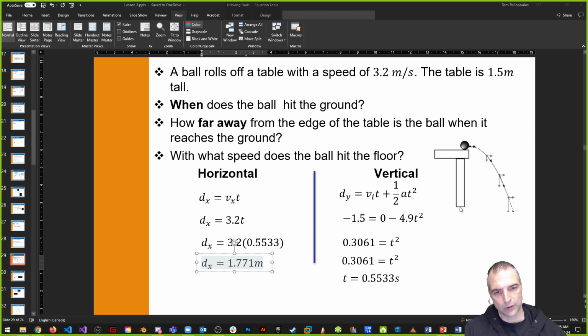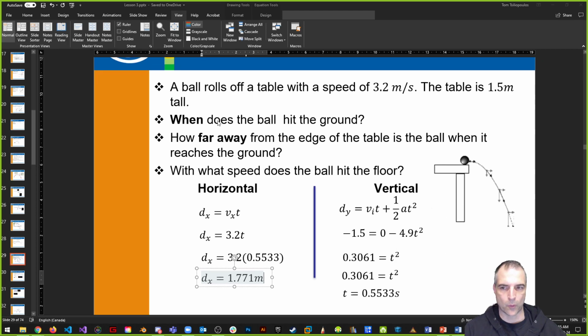All right, so now if you notice, we've answered a couple questions. When does the ball hit the ground? Well, in long form you'd say, it hits the ground at approximately 0.5533 seconds. How far away from the edge of the table is the ball when it reaches the ground? It is approximately 1.771 meters away from the table.